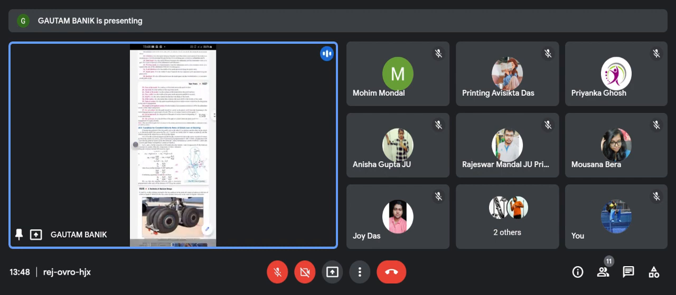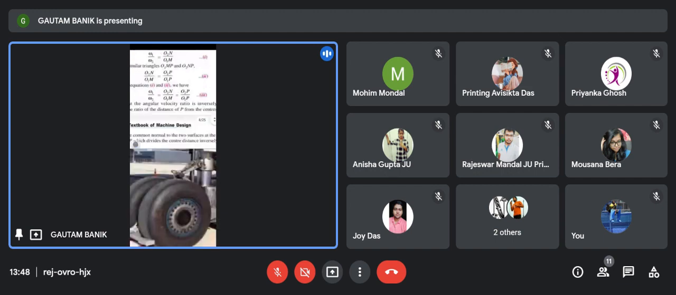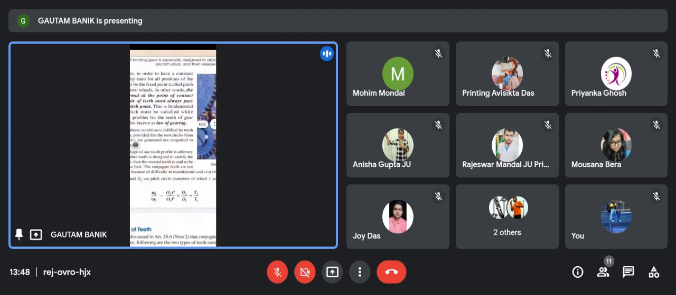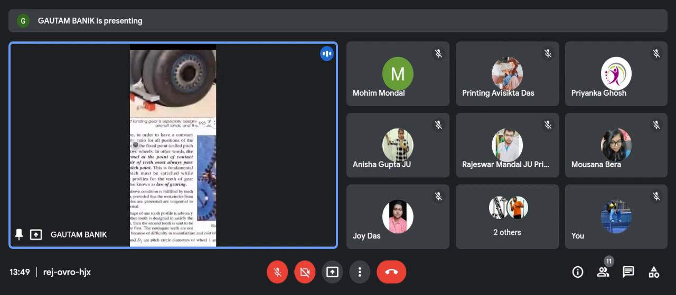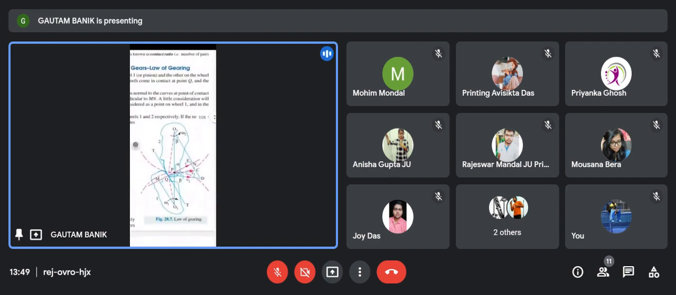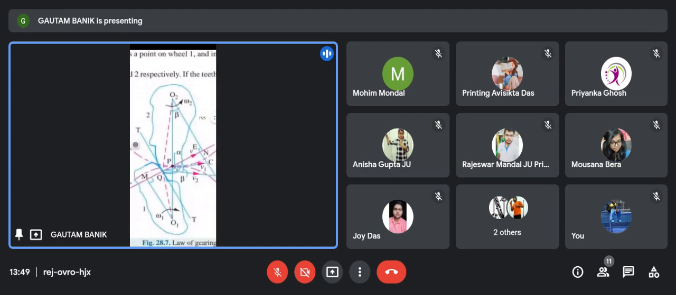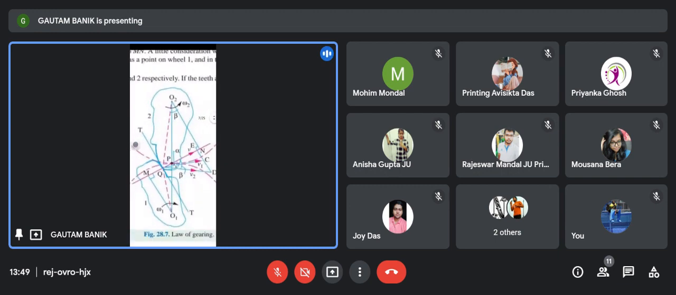That means angular velocity omega 1 by omega 2, or you can convert it into the velocity ratio also. Omega 1 by omega 2 is the velocity ratio, that is D1 by D2 and T1 by T2, and like this. So we are getting this from the geometry.